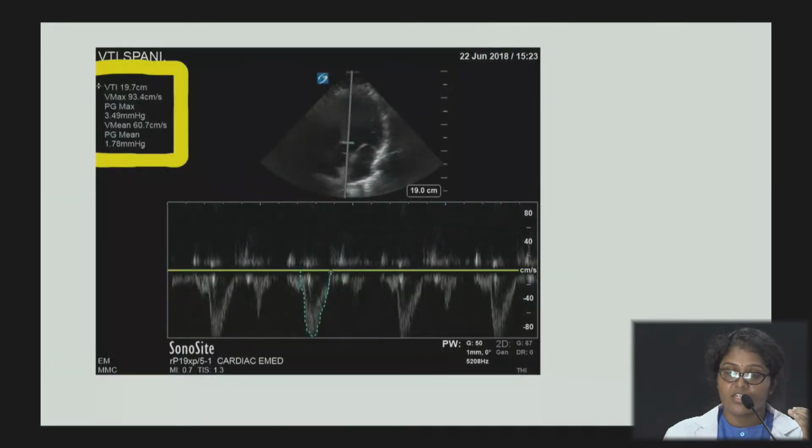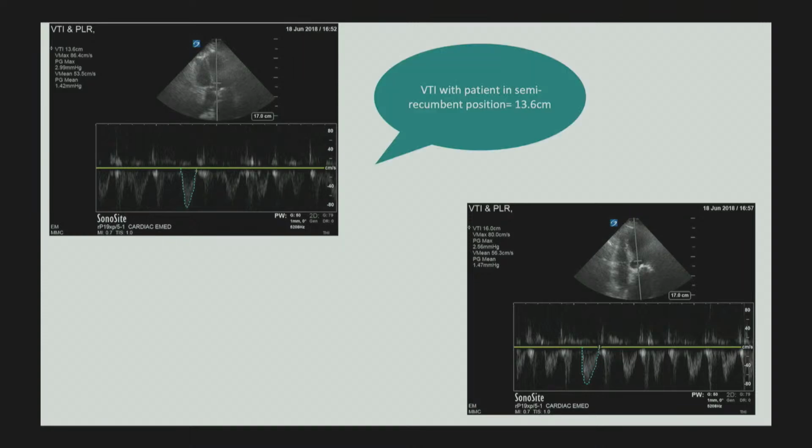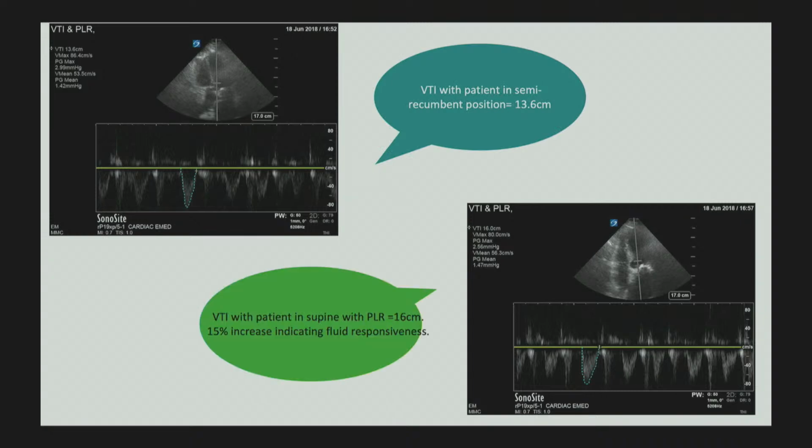So this is one study, and coming to passive leg raise test, it can also be incorporated into the calculation of velocity time integral to improve its accuracy. So this is a normal velocity time integral of an echo patient, wherein he has come in with a velocity time integral of 13.6, that is aside. This is in a semi-recumbent position. After doing passive leg raise test, the velocity time integral has increased to 16. From 13.6, it has increased to 16, which indicates a 15% increase, which shows that the patient is fluid responsive.